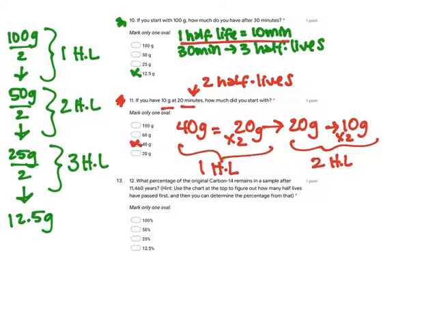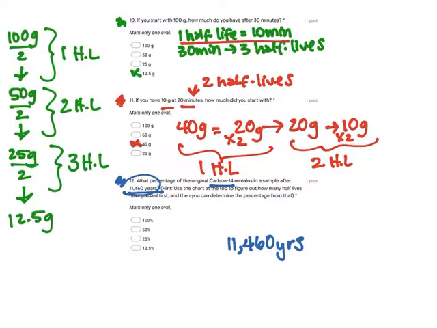Great job. Number 12, what percentage of the original carbon-14 remains in a sample after 11,460 years? So we're using the chart at the top to figure out how many half-lives have passed, and then we can determine the percentage from there. So let's hang on to this number, 11,460 years.